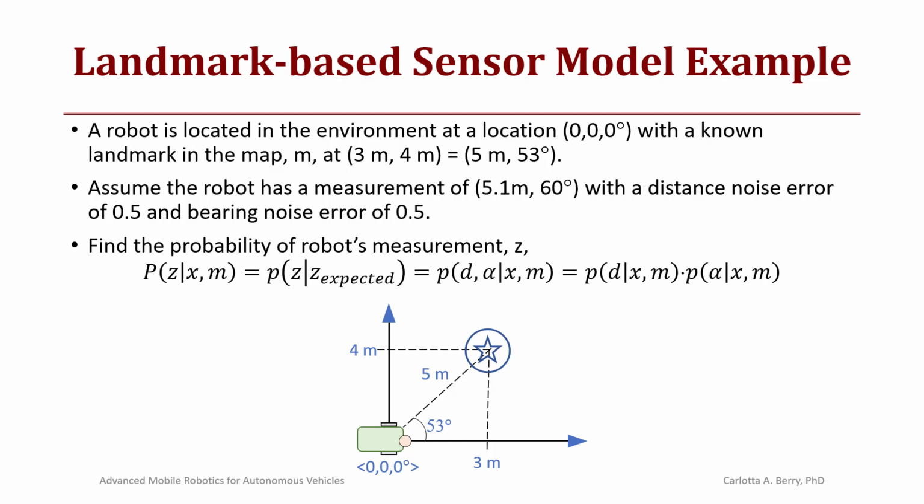Find the probability of the robot's measurement Z, where the probability of Z given X and M, which is the pose and the map, can also be thought of as the probability of Z given the expected measurement to the landmark, Z expected, or the probability of that distance and alpha measurement to the landmark given X and M. And using the Markov independence assumption, we can write that as the probability of that distance given the robot's pose and the map times the probability of that bearing given the robot's pose and the map.